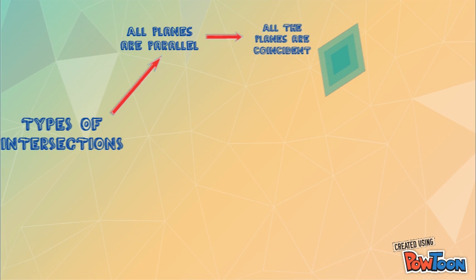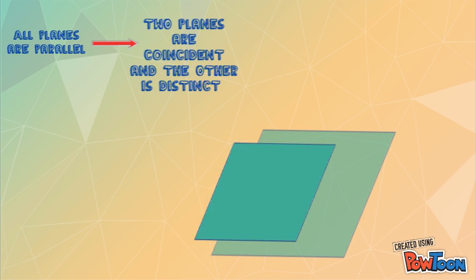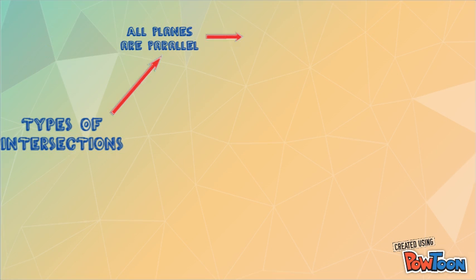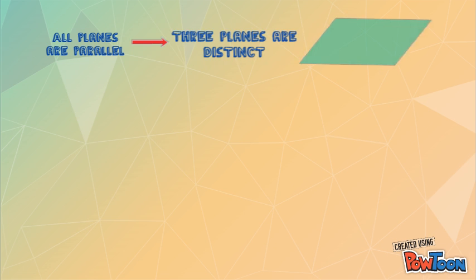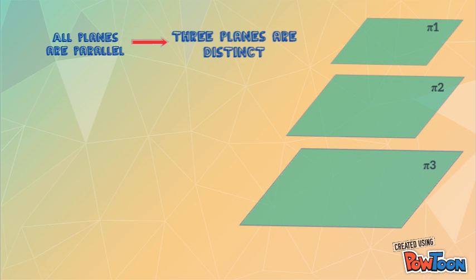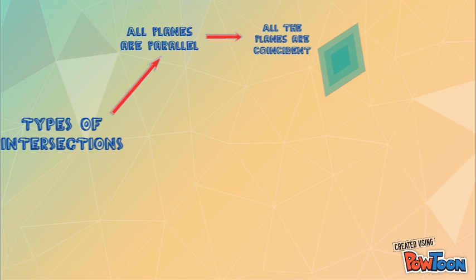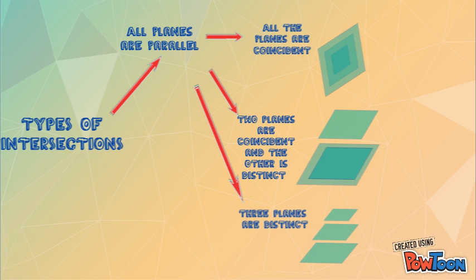Moving on to our second scenario when all three planes are parallel: two planes are coincident and one is distinct. There is no one solution that satisfies all three planes, thus making the system inconsistent. Our last scenario is when all three planes are distinct. There is no one solution that satisfies all three planes, therefore this system is inconsistent. So when all three planes are parallel, they can be all coincident, two planes can be coincident and one is distinct, or all the planes are just distinct.